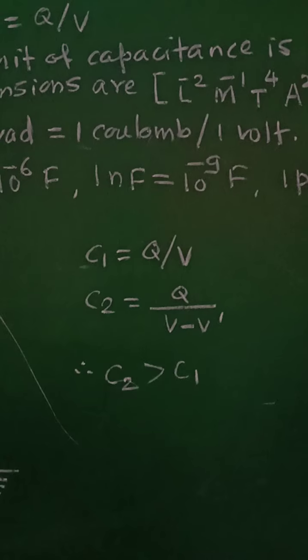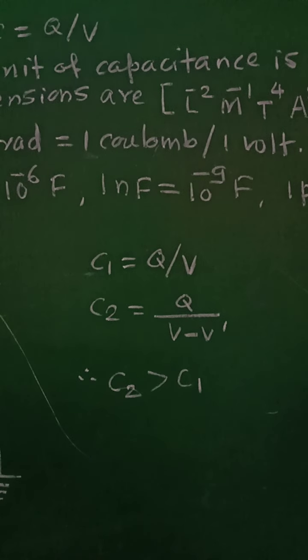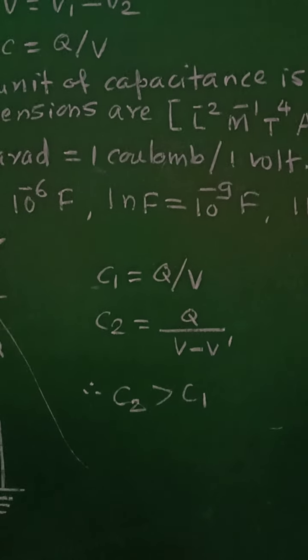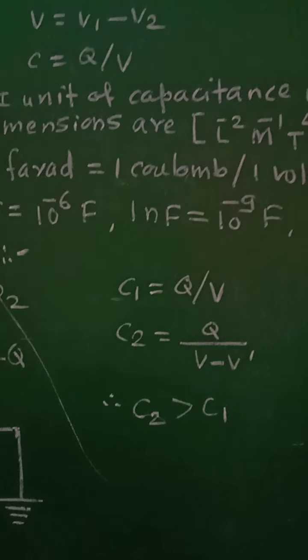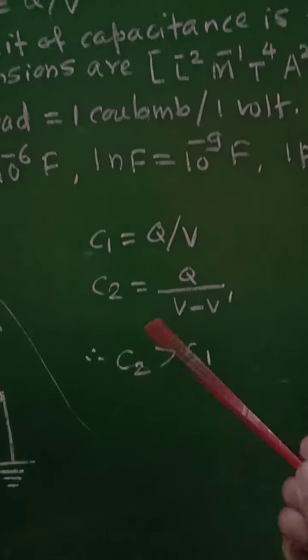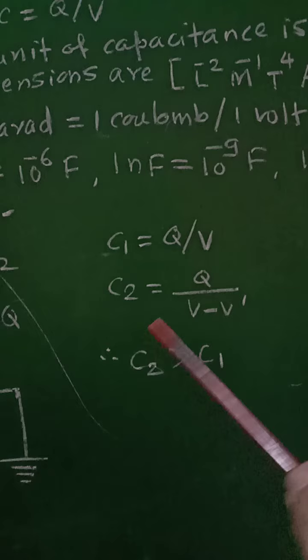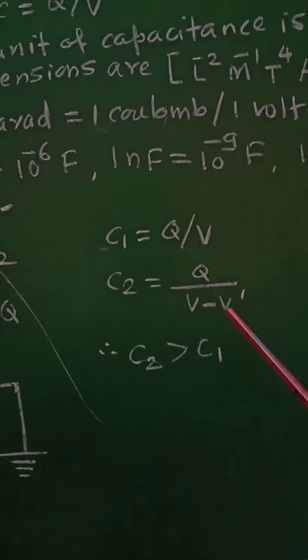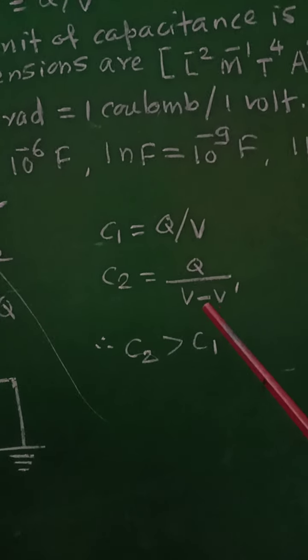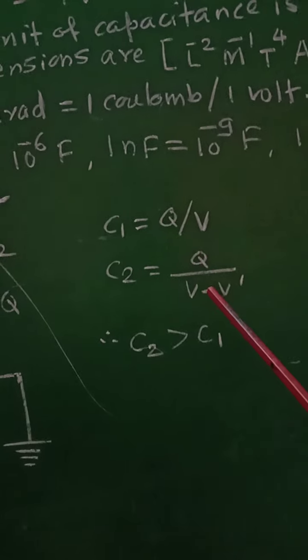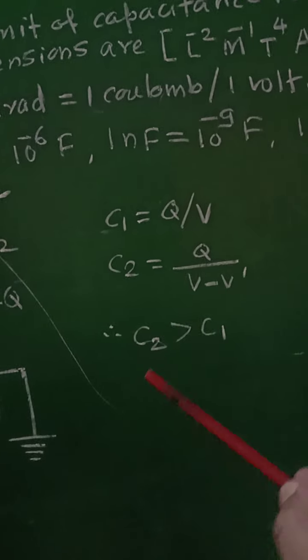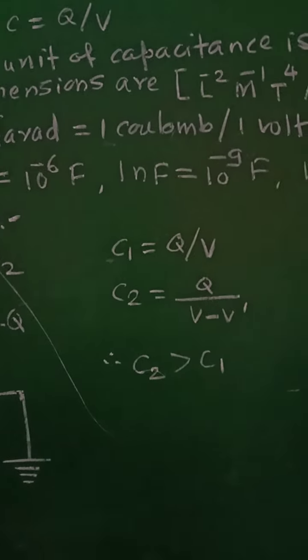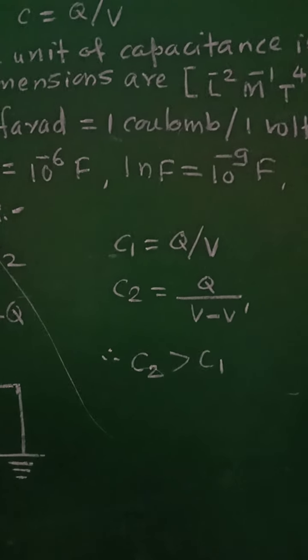Now if you compare these two capacities C1 and C2, it is clear that C2 is greater than C1. C1 is equal to Q by V and C2 is equal to Q upon V minus V dash. Here the denominator is reduced, therefore the ratio increases, and so the second capacity C2 is greater than the first capacity C1.